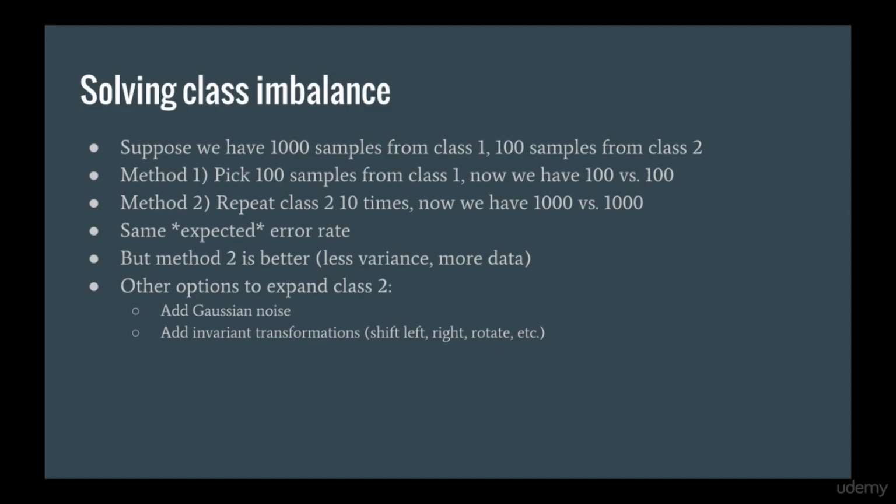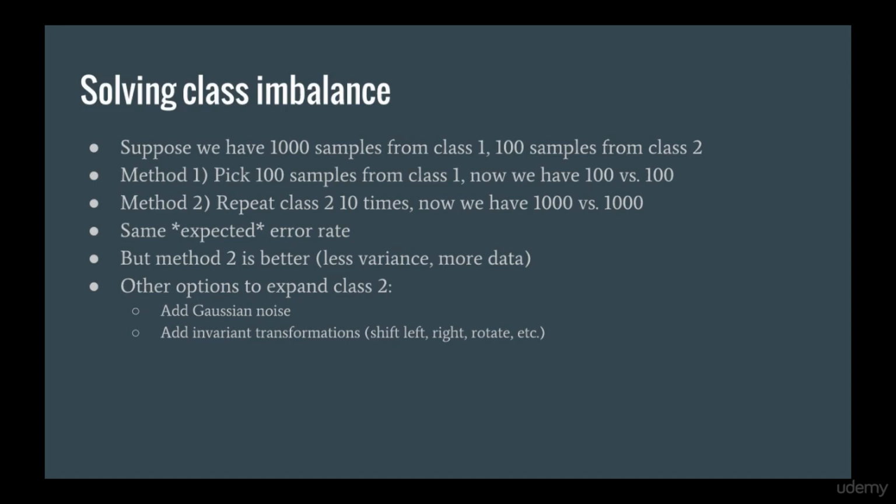Note that these two strategies both have the same expected error rate. However, as we know, variance matters too, and overall we expect the second strategy to work better because it incorporates more data. This isn't the only way to artificially create more samples from class 2.